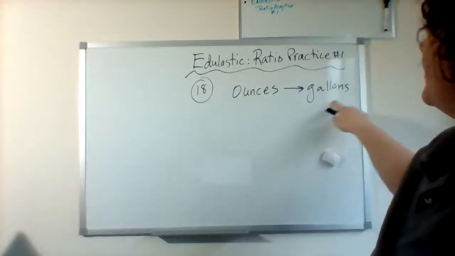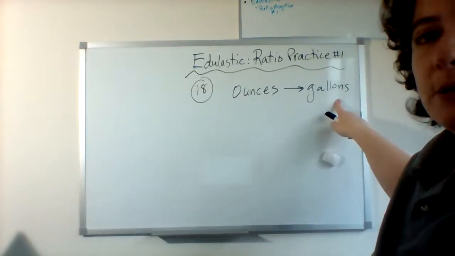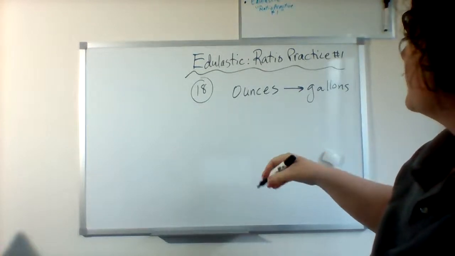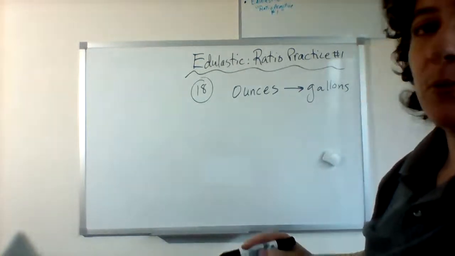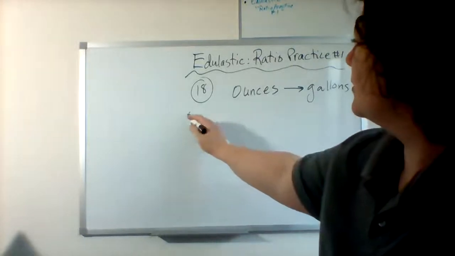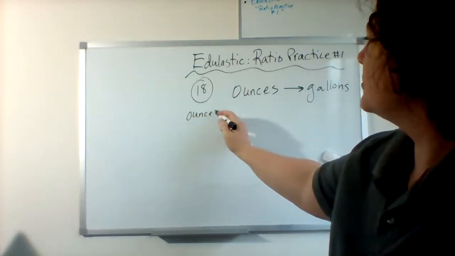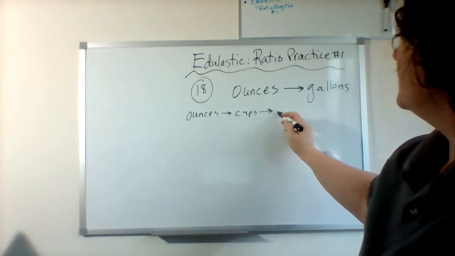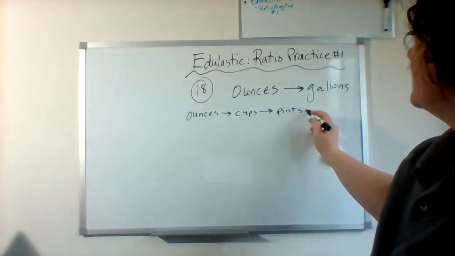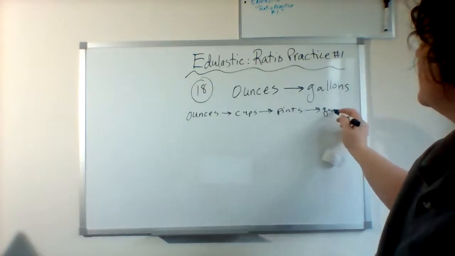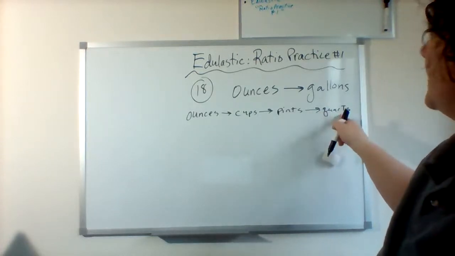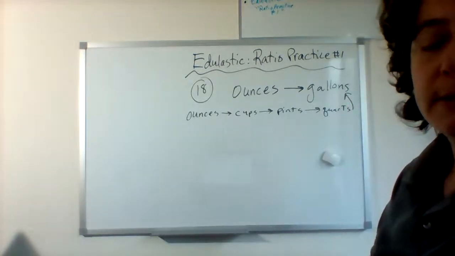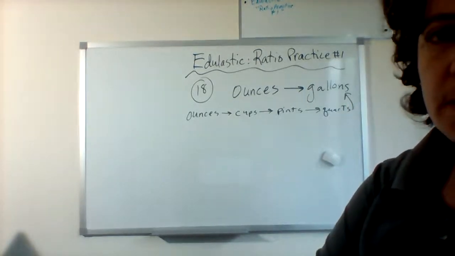We're going to start here and we're going to work our way to gallons by converting consistently. And the path that we're going to take mathematically, we are going to go from ounces to cups to pints to quarts, and then when we go to quarts, we could get up there to gallons. That's the path we're going to take.